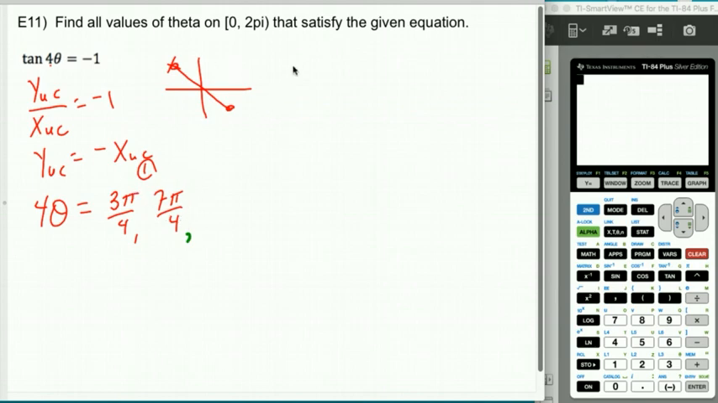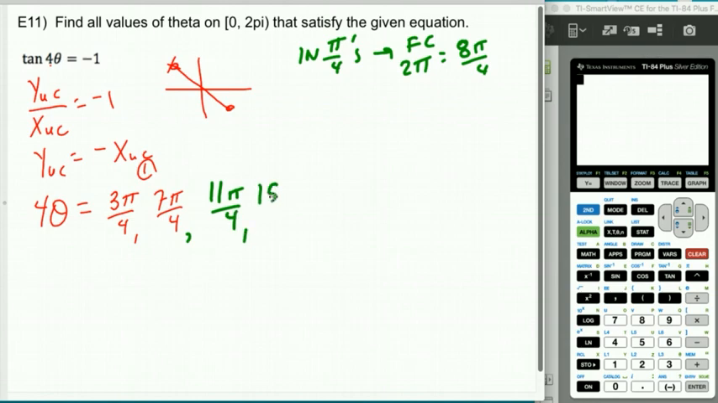So if I add a full circle, in pi over 4's, a full circle is 2 pi, which is 8 pi over 4, right? So that's worth noting. So when I add a full circle, I'm going to get an 11 pi over 4, and a 15 pi over 4. That's trip number 2 around this circle, right? When I then go around a third time, I'm adding another full circle to each of these, so that should be a 19 pi over 4 and a 23 pi over 4, right?